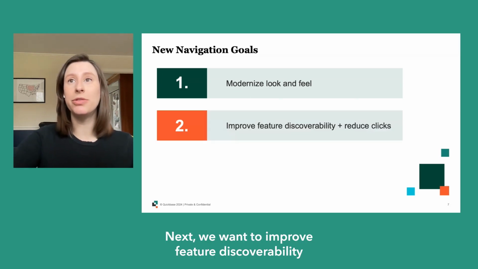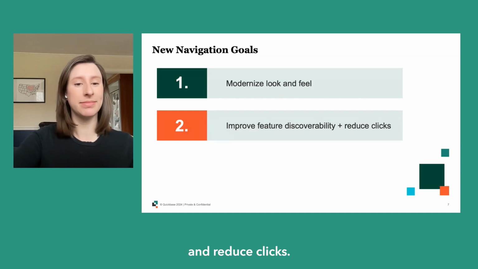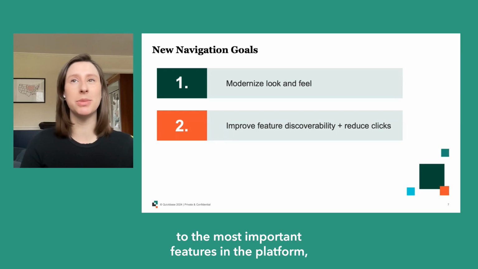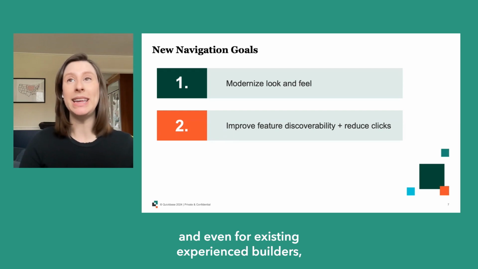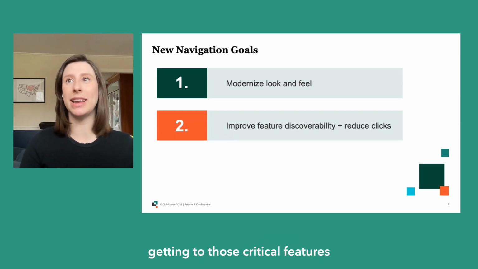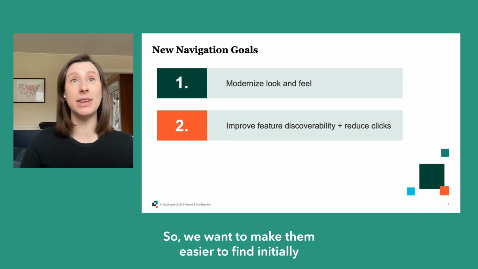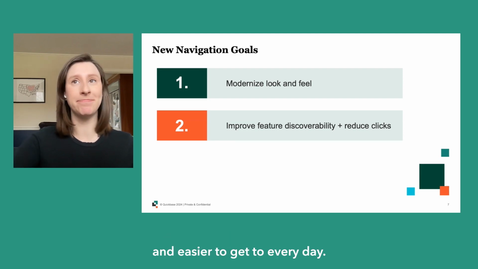Next, we want to improve feature discoverability and reduce clicks. We heard in our research that it can be difficult for new builders to find their way around to the most important features in the platform. And even for existing experienced builders, getting to those critical features can be a pain. So we want to make them easier to find initially and easier to get to every day.